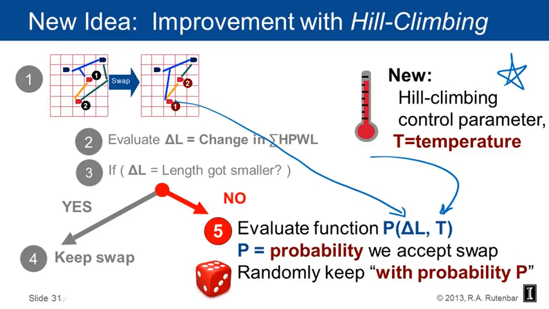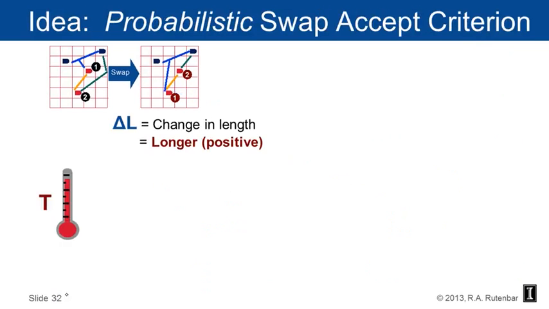Now, this is all probably very confusing, so let's talk about this a little more algorithmically. Again, I'm showing you the same picture of the swap, 2 black gates, 2 red gates, 3 nets, blue, orange, and green. I swap gate 1 and gate 2. The blue net looks longer, the orange net is the same length, the green net looks shorter. I calculate delta L, the change in the length, and it is longer. Okay?